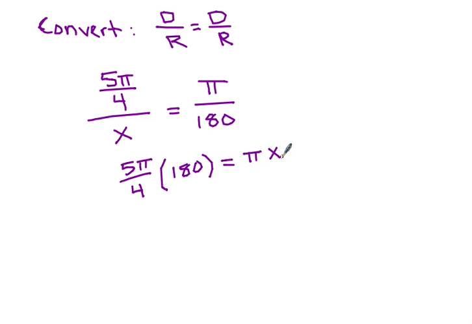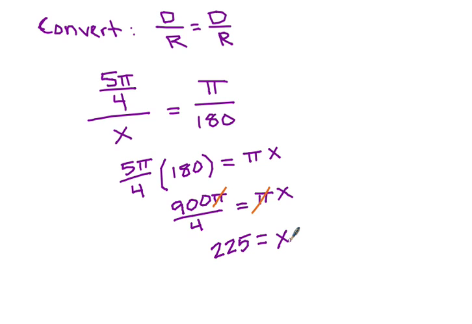Okay. Then we can simplify this down, so this is 900 pi over 4. And then if we divide by pi on both sides, we'll see that those actually will cancel with each other. And we'll see that 900 divided by 4 is 225. So that is the equivalent of 225 degrees.